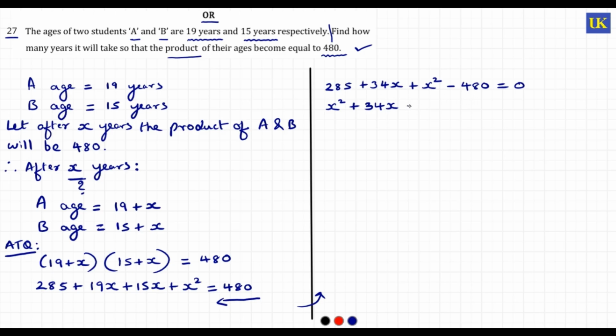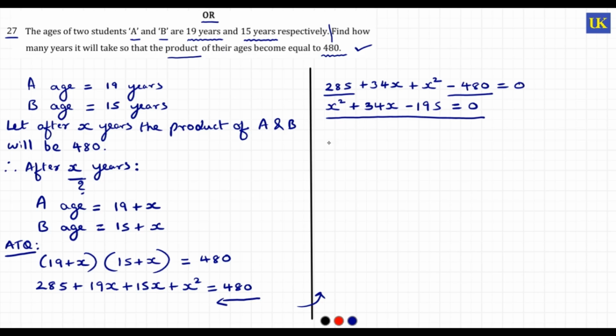So it will become minus 195 is equal to 0, because we can solve this particular term and this particular term, and this is the bigger number, so the bigger number's sign. So minus 195 is equal to 0. Now if you see, this has become a quadratic equation, right? So here we will use the middle term split to solve this.